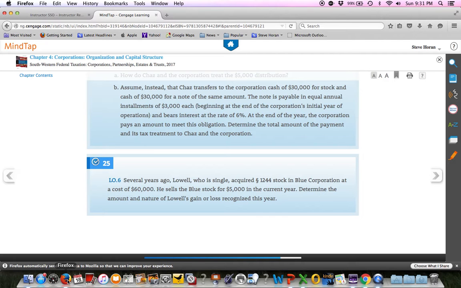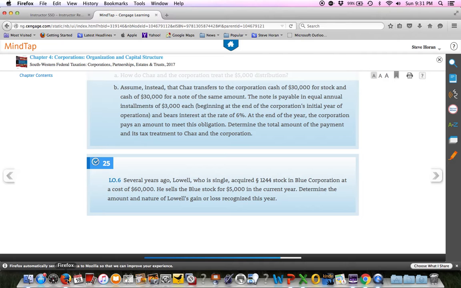So for this one, it's a fully taxable transaction, which produces a loss of $55,000. Basically he realized $5,000 in cash, but his cost was $60,000. So hopefully everybody sees he lost $55,000 on that. So loss realized and recognized would be $55,000.